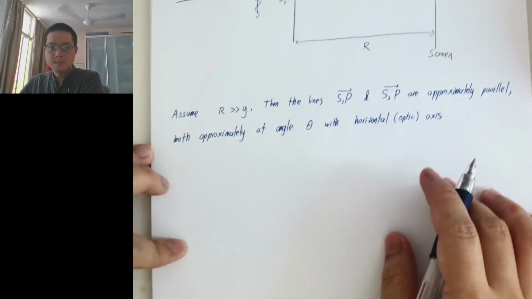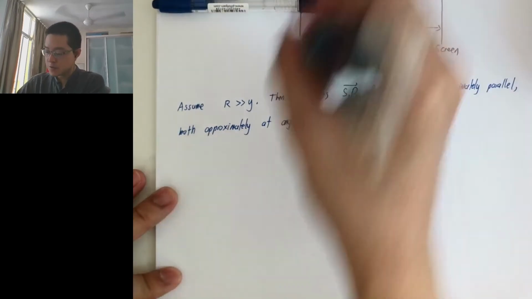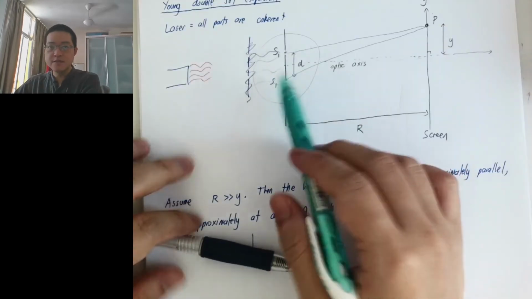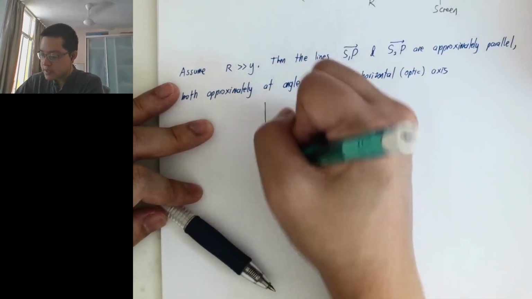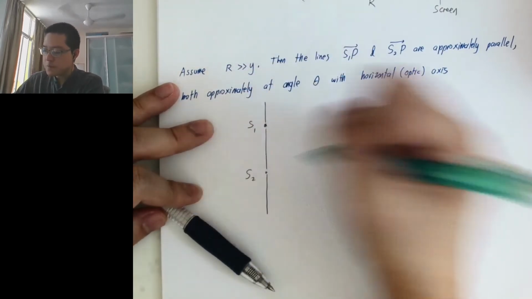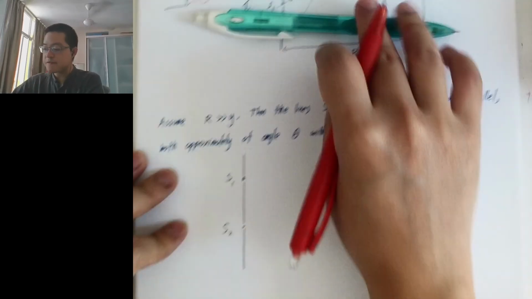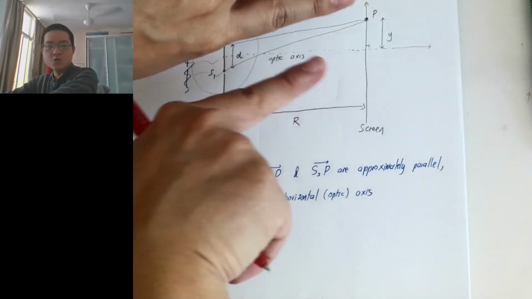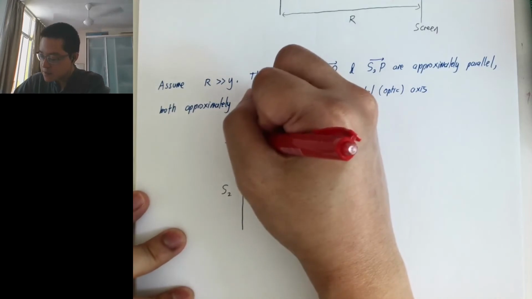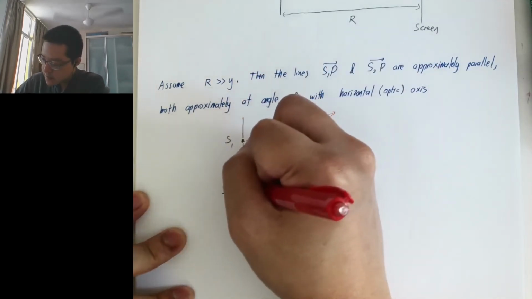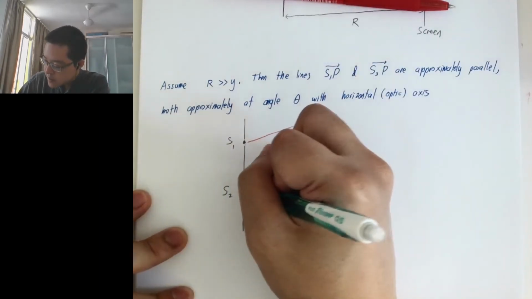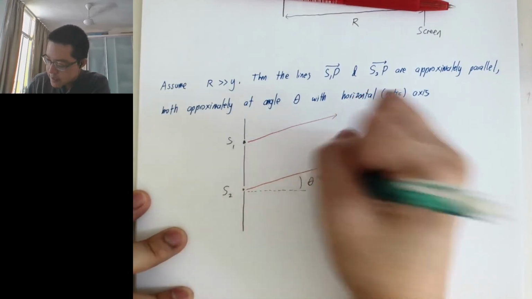So what do I mean when I do it this way? If I zoom in on this part, S1 and S2 are here. This is source 1, this is source 2. If these two are very, very far away, then the further away, the more these two lines are approximately parallel. So it's like parallel line and parallel line. This is the horizontal direction, and the horizontal direction is at angle theta.